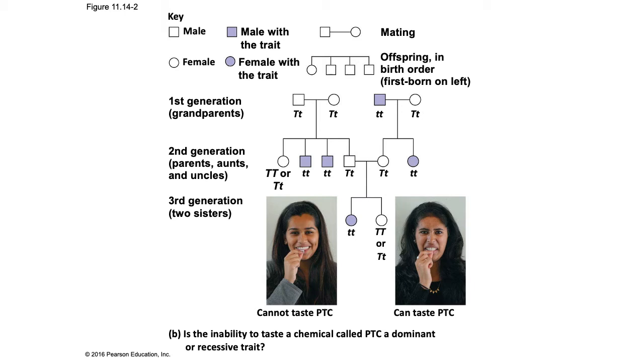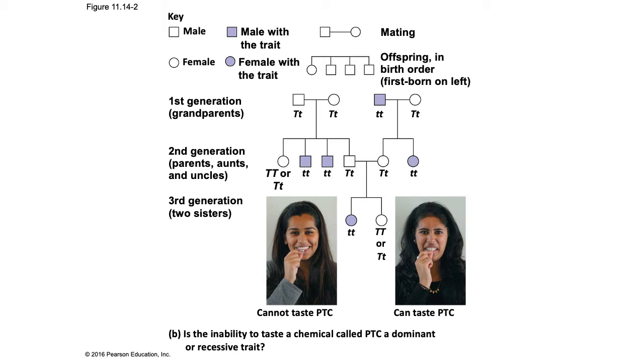Here is another pedigree involving these same two sisters. This time we are looking at whether or not the sisters can taste a chemical called PTC. PTC has a bitter taste, and it is present in things like broccoli. So to some people, broccoli tastes particularly bitter, and to others, it might taste less bitter.